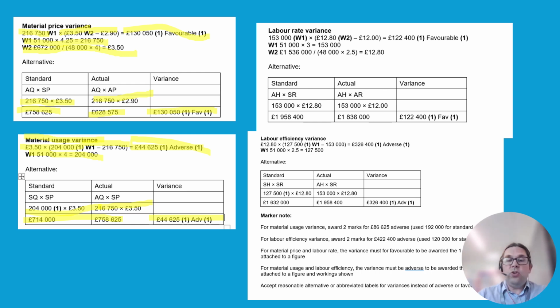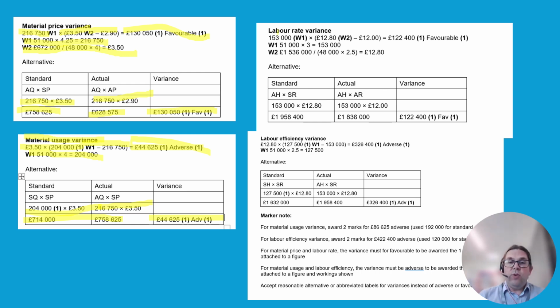The other method you could have used, there's lots of different ways of doing this. So you knew you should have used 4 kgs, but you did use 4.25. So you can see it's adverse already by 0.25. So you go 0.25 kgs, multiply that by the amount of units, so 51,000. So we're saying we're using a quarter of a kilogram more than we should do for 51,000 units. That again gives you the amount of kilograms that you can multiply by 3.50. So lots of ways to do the same thing.